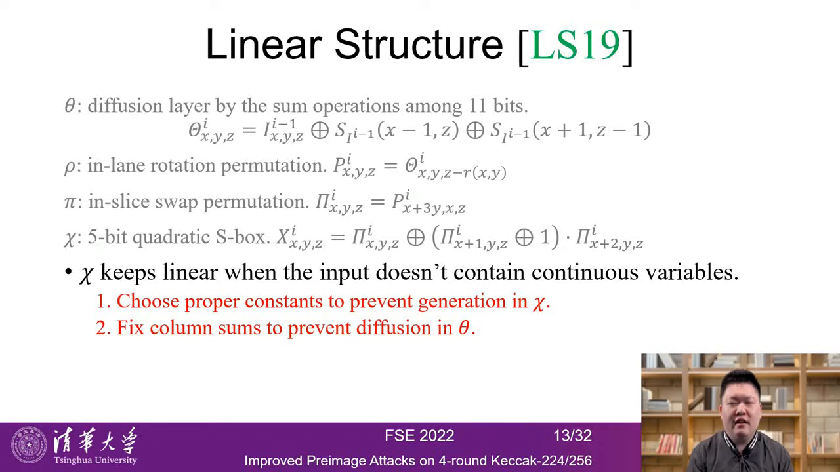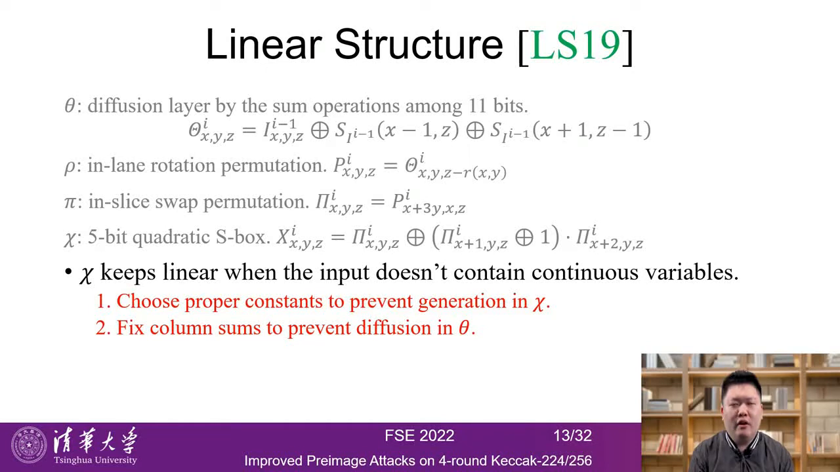It is easily known that chi keeps linear when the input doesn't contain neighboring variables. For example, if only 0yz and 2yz are variables, all 5-bit outputs can keep linear. Under this law, the linear root can easily pass through the first chi step. Then we must deal with linear generation to avoid neighboring variables appearing in the next chi.